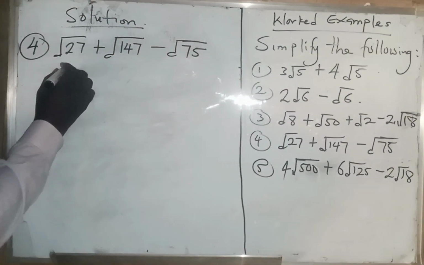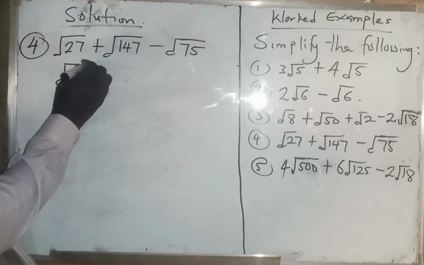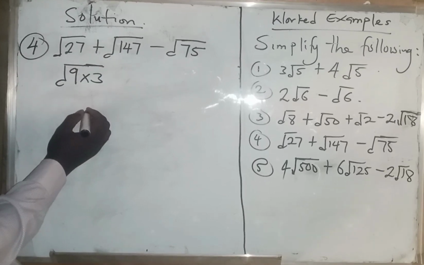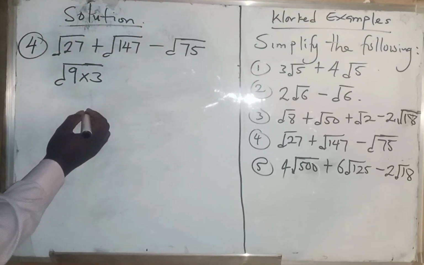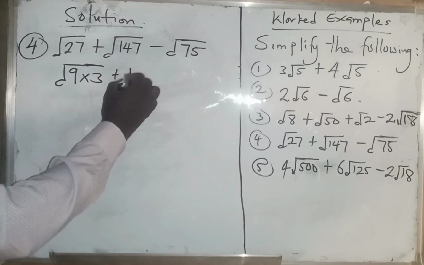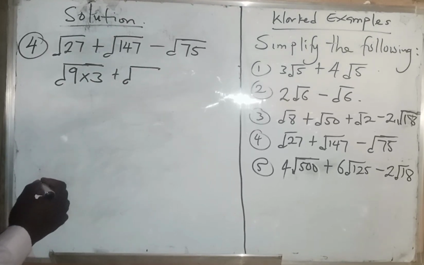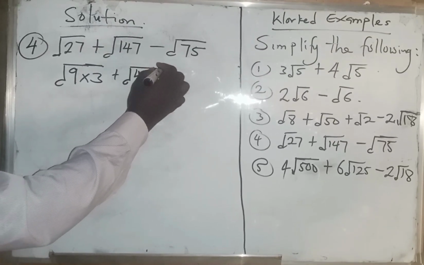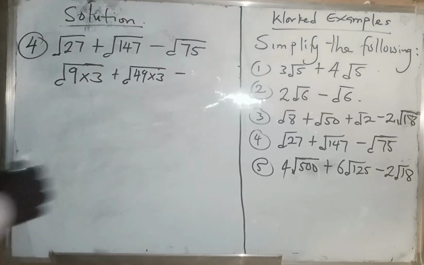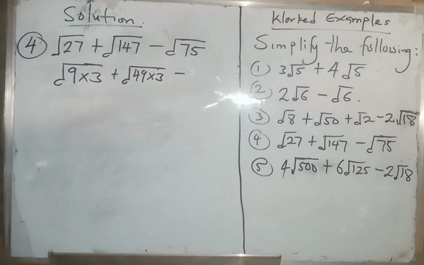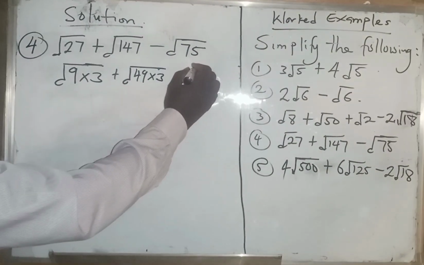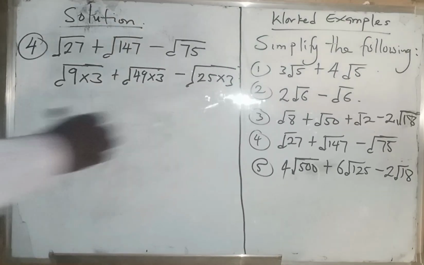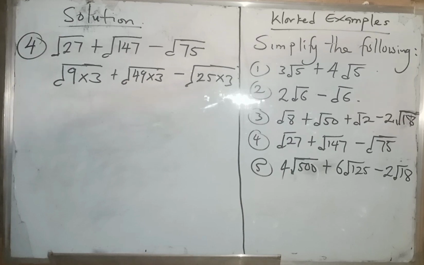To simplify this, we have root 9 times 3, since 9 times 3 will give us 27. Then plus root 147 can be written as root 49 times 3, since 49 times 3 will give us 147. Minus root 75 can also be simplified as root 25 times 3. So root 25 times 3.